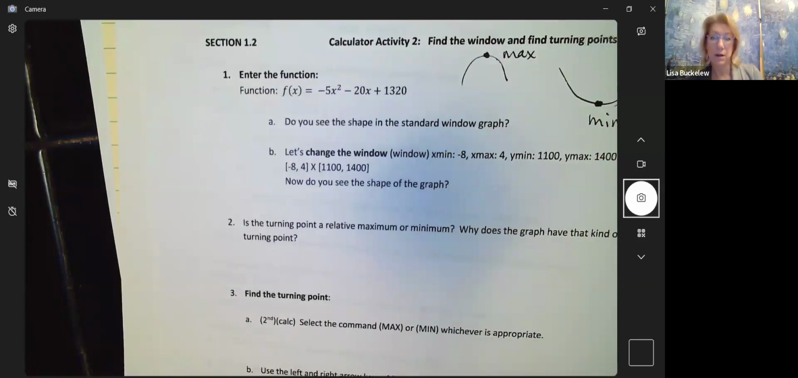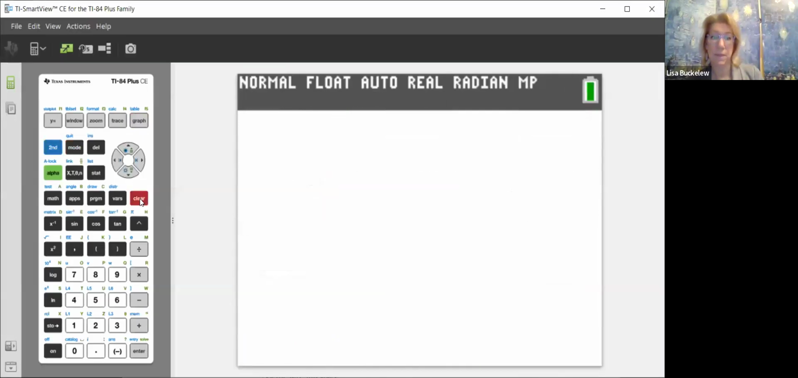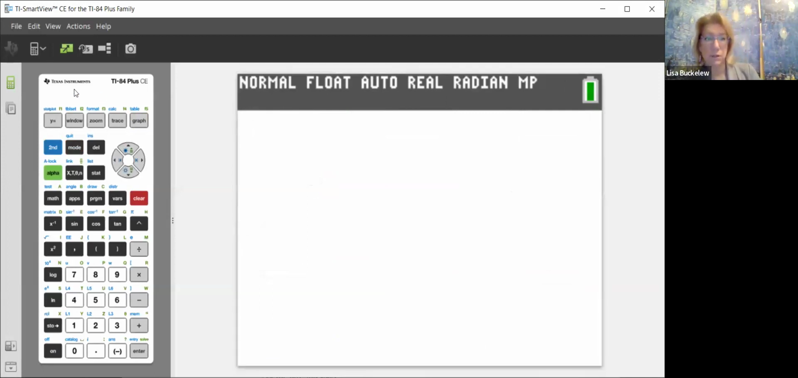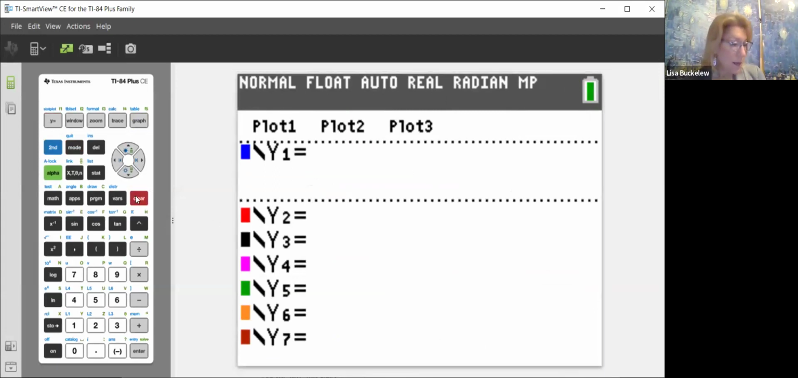So I'm going to switch over now to the graphing calculator window here. Back to the main screen, just kind of get rid of everything. Okay, so let's put it in there. I'm using the calculator now. So it has f of x equals negative 5x squared minus 20x plus 1,320. There's a function in there from the other video, so I'm just going to hit clear to get rid of the old one. Now, on the calculators, we already have the first part of the equation, right? It says y1 equals. So all I need to do is type the expression in x that comes after the equals. So negative 5x squared.